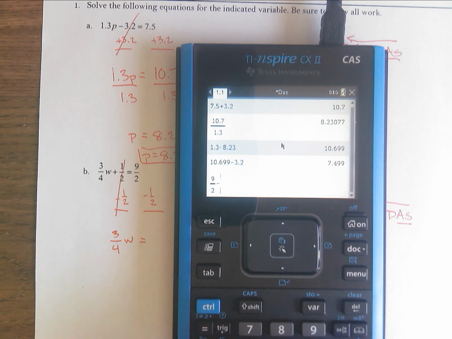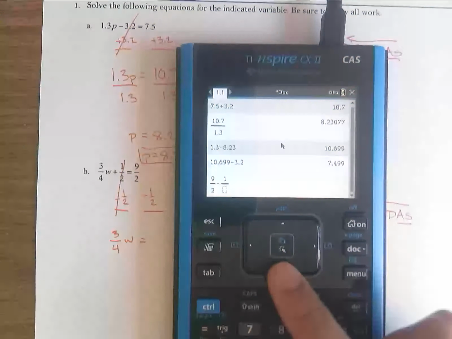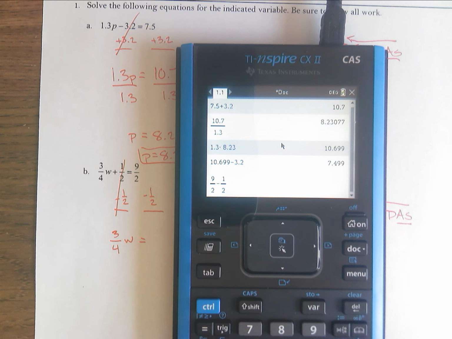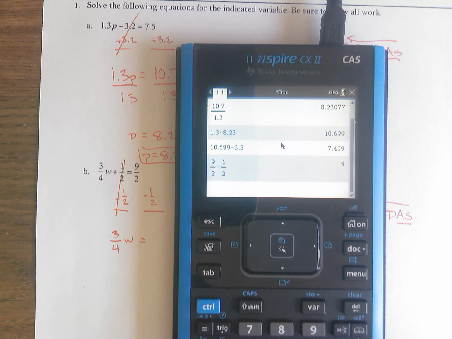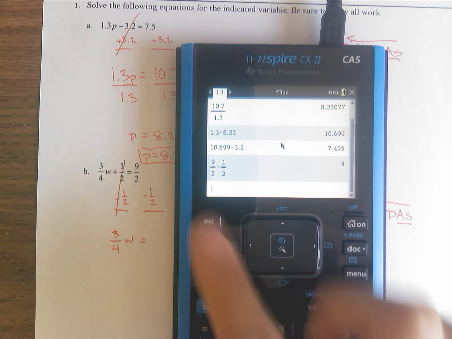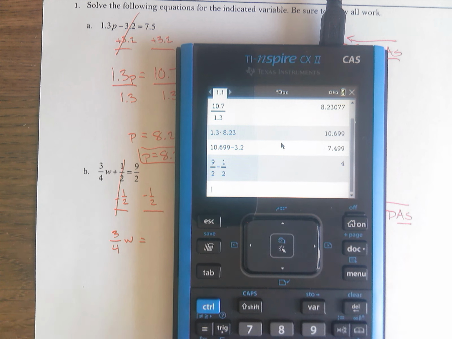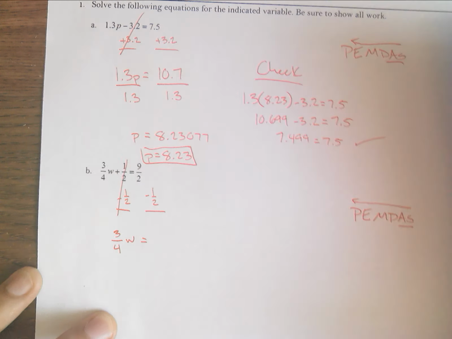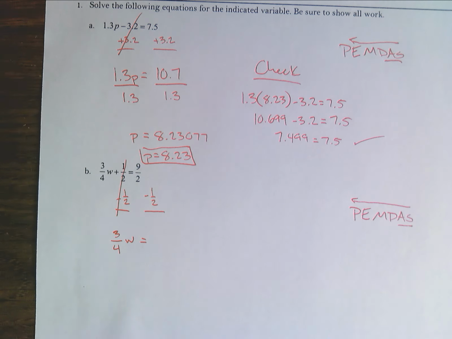So minus 1/2. So we got to use our fraction bar again. Control Divide. And then 1/2. So 1, and then go down 2. So that's how you type in 9/2 minus 1/2. You can hit enter, and we get 4. So funny, we've got two fractions. When we subtract them, we get a whole number. So 9/2 minus 1/2 is 4.